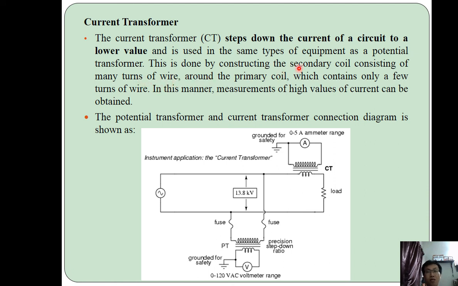This is done by constructing the secondary coil with many turns of wire around the primary coil, which contains only a few turns of wire. In this manner, measurement of high values of current can be obtained.